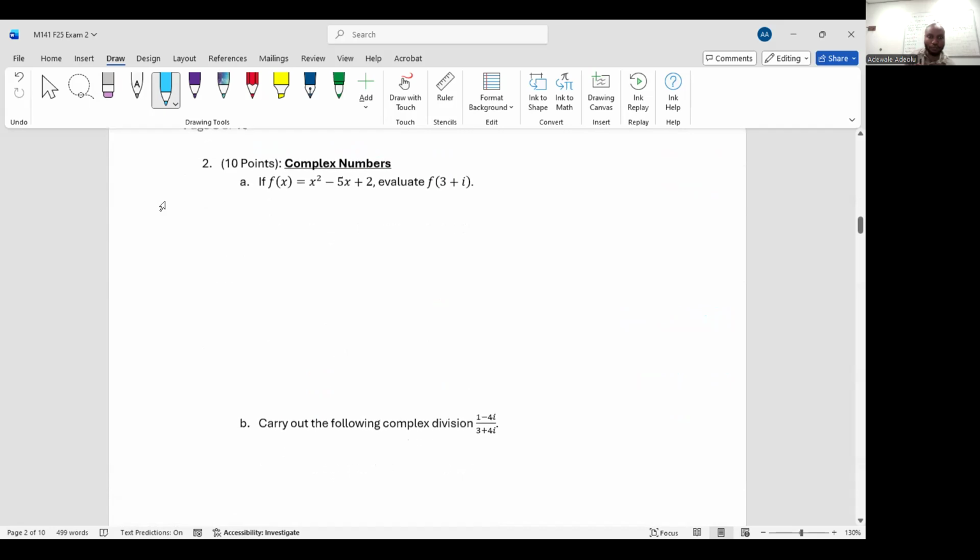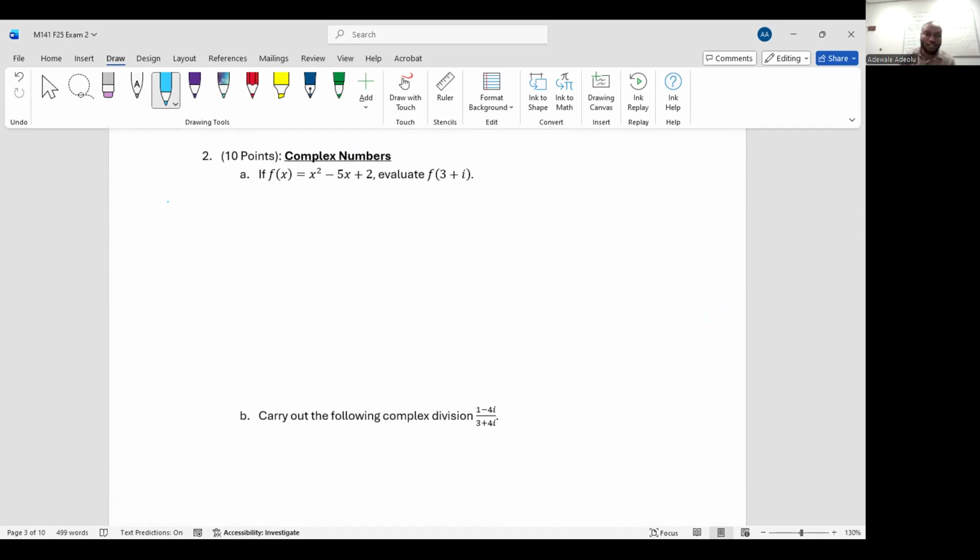Moving on. Problem 2. f(x) = x² − 5x + 2. We want to evaluate f(3 + i). So f(3 + i) equals, wherever I have x, I plug in 3 + i. So (3 + i)² − 5(3 + i) + 2.